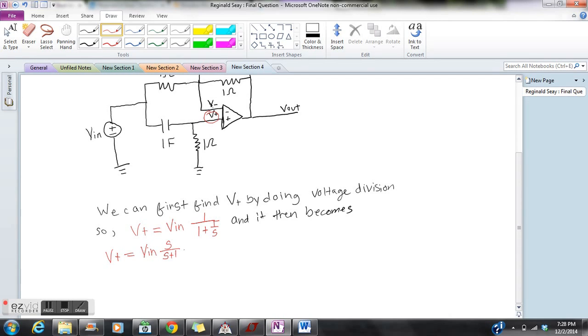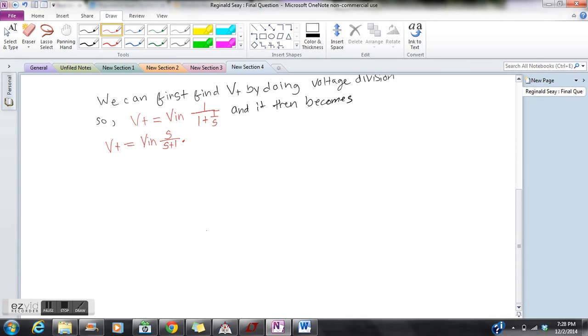Okay, so now we have our V plus, which again is the voltage going into the positive side of the op amp of the circuit. We're assuming that this is an ideal op amp. So now we can find the current of the left-hand resistor, and for an ideal op amp we can say that V plus is equal to V minus.